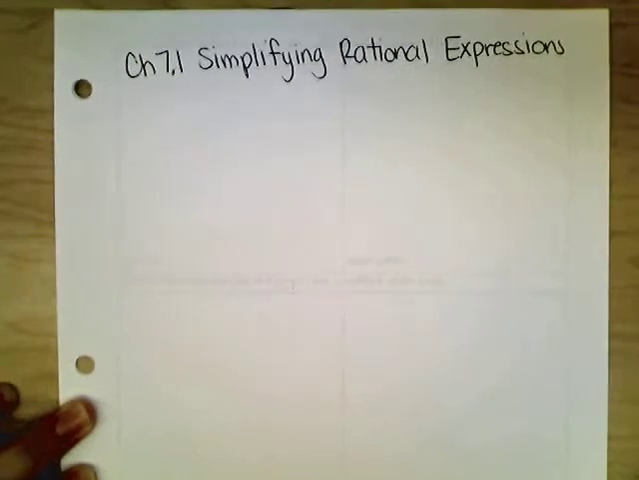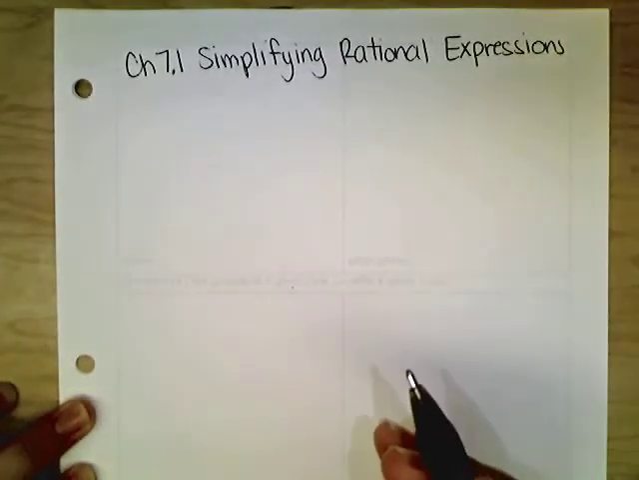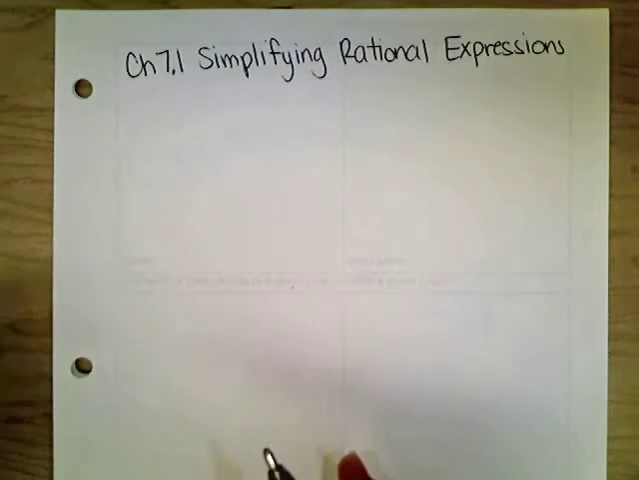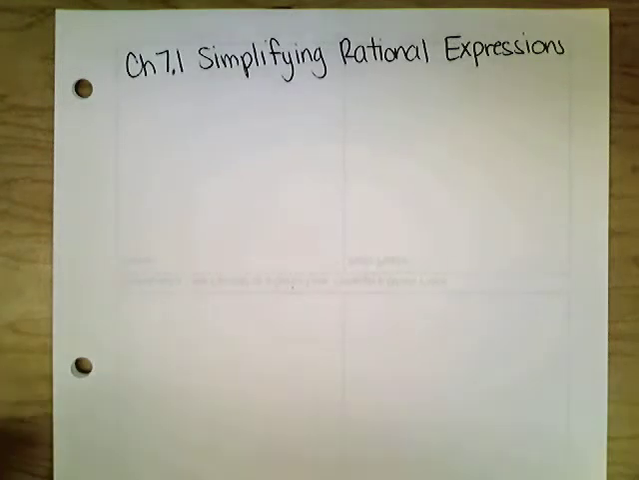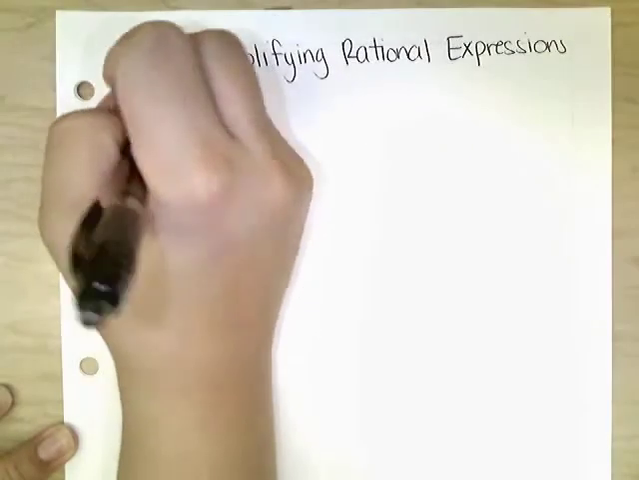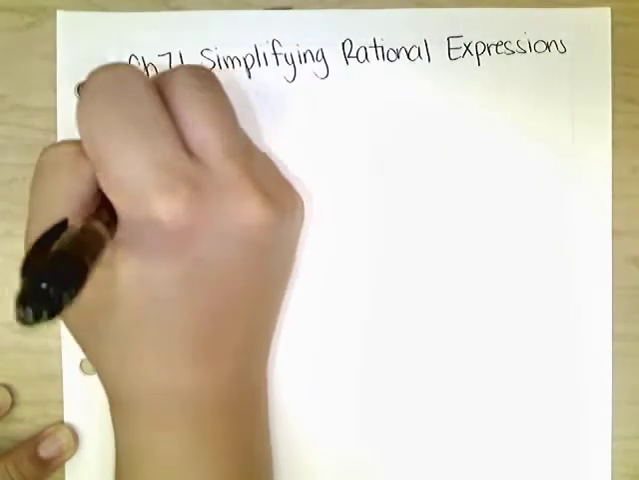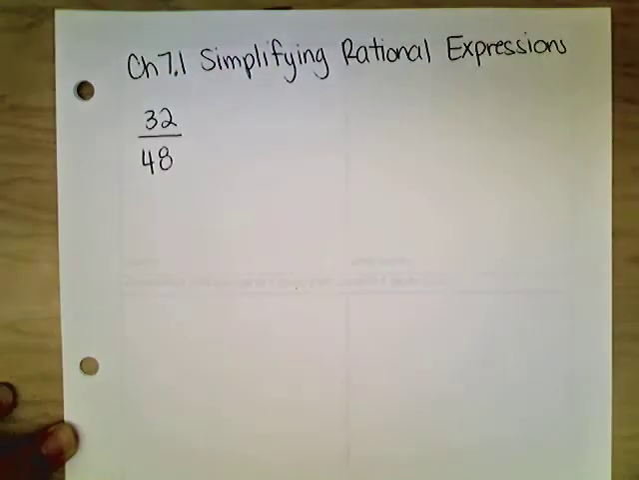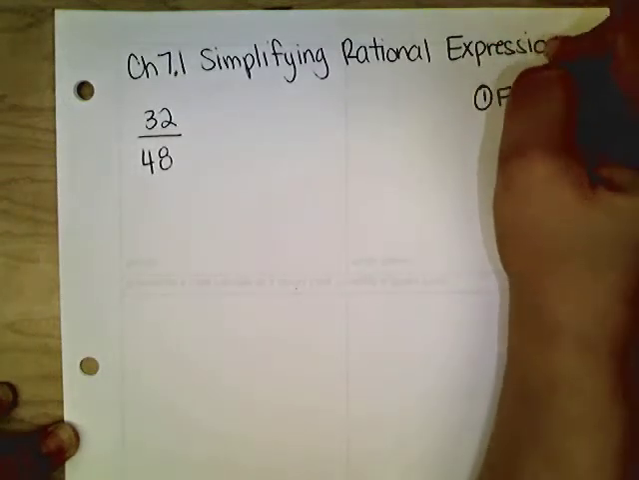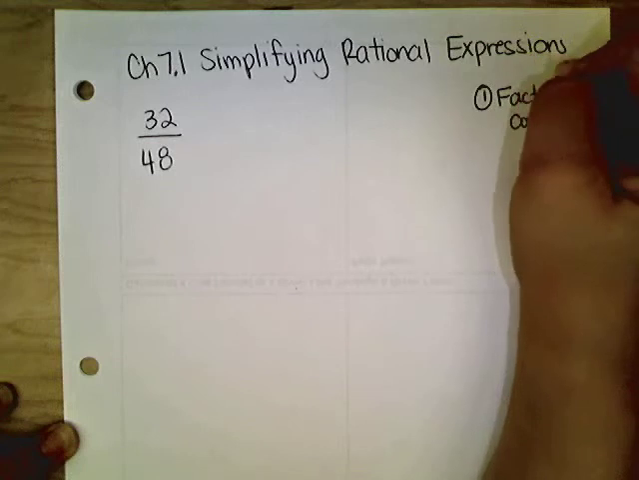In order to simplify a rational expression, which is basically just a fraction, first I want to simplify a fraction. Let's say we have the example 32 over 48, and we want to simplify this. Our first step would be to factor this. We want to factor it completely.